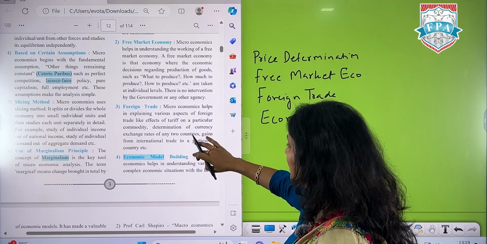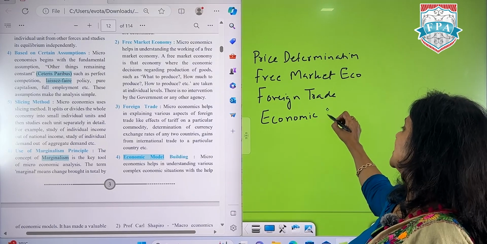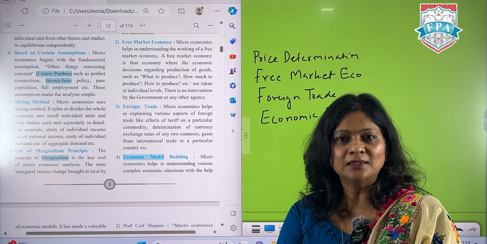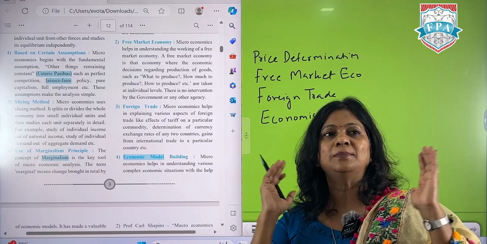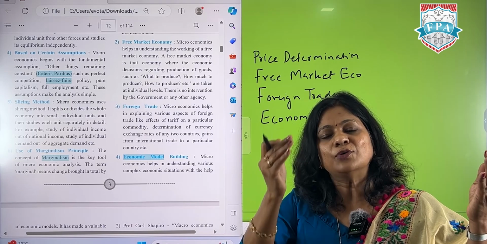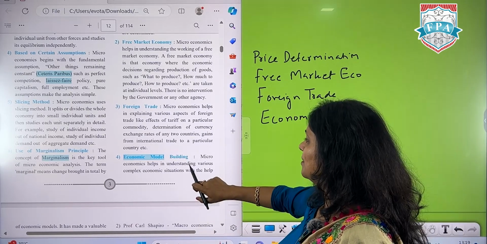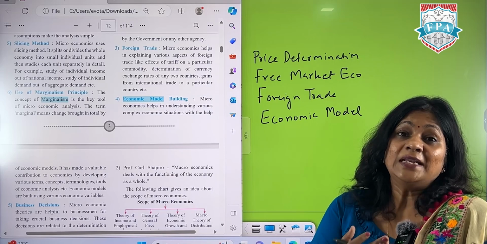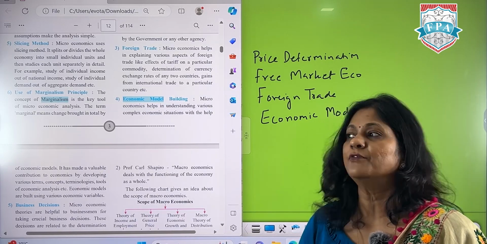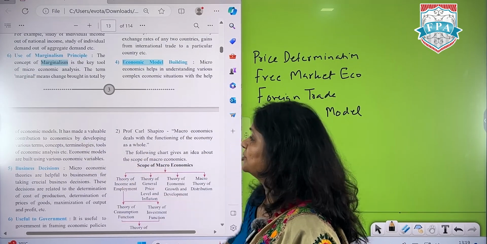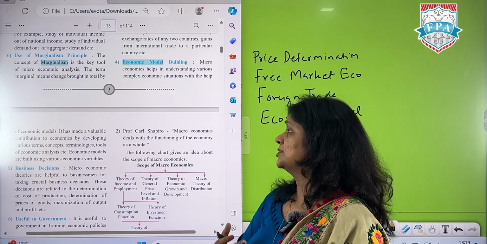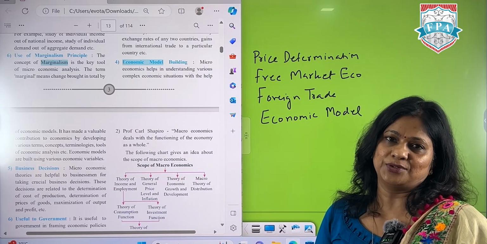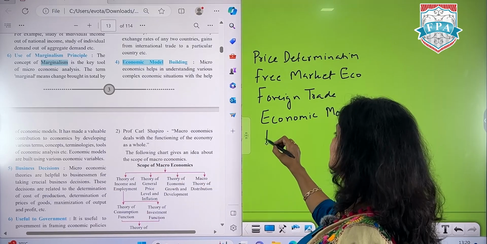So economic model building. Now economic model building, क्या मतलब हुआ इसका? कॉम्प्लेक्स सिचुएशन को या कॉम्प्लेक्स प्रॉब्लम को तोड़कर उसको इजी ढंग से समझना. सो माइक्रो इकोनॉमिक्स इज ऑल अबाउट इतनी बड़ी इकोनॉमी के प्रॉब्लम्स को वो स्लाइस करता है, छोटा छोटा तोड़ता है. So obviously it's an economic building activity where complex economic situations are actually very easily evaluated with the theories and fundamentals of economics. So it has made a valuable contribution to economics by developing various concepts, tools, terminologies, right? So आपको सिर्फ इतना याद रखना है that it helps you to solve complex situations. Coming up, next is business decisions.